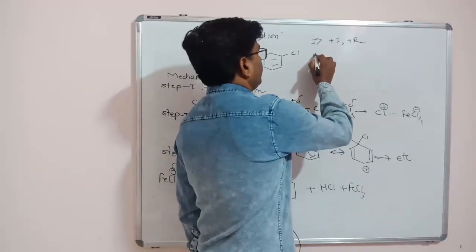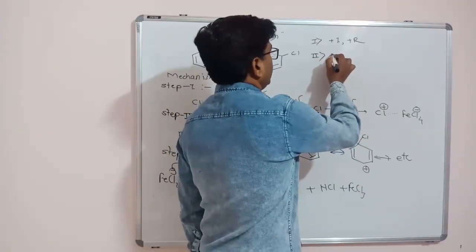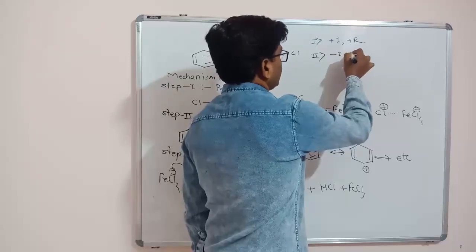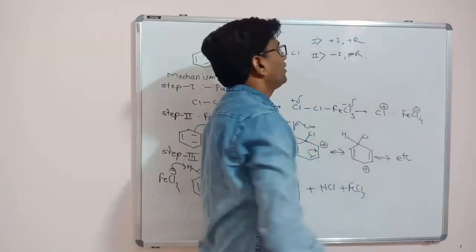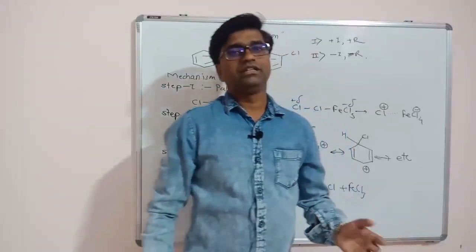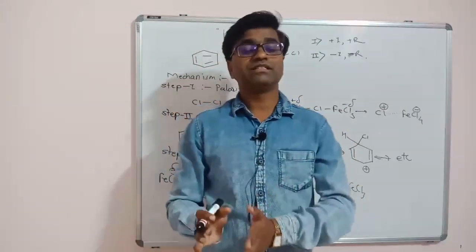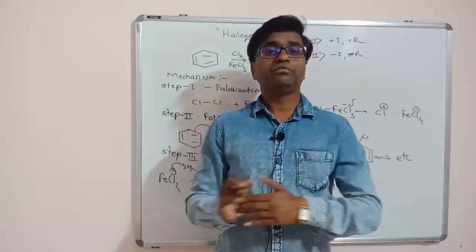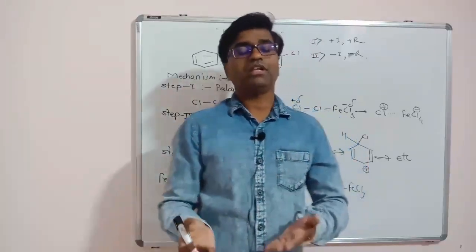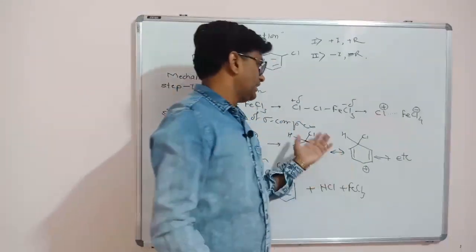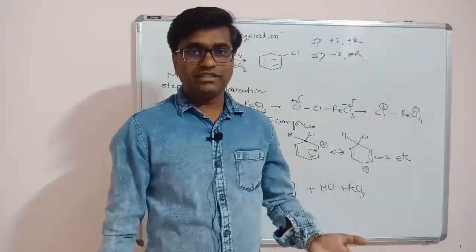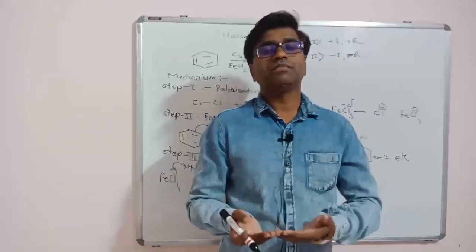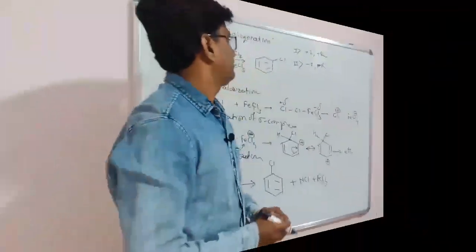But if the ring has a minus I effect or minus R effect, or is non-substituted benzene, then we need to polarize the Cl2 molecule by using a Lewis acid as a catalyst, like FeCl3, BF3, AlCl3. Likewise, we have to use some Lewis acid catalyst.